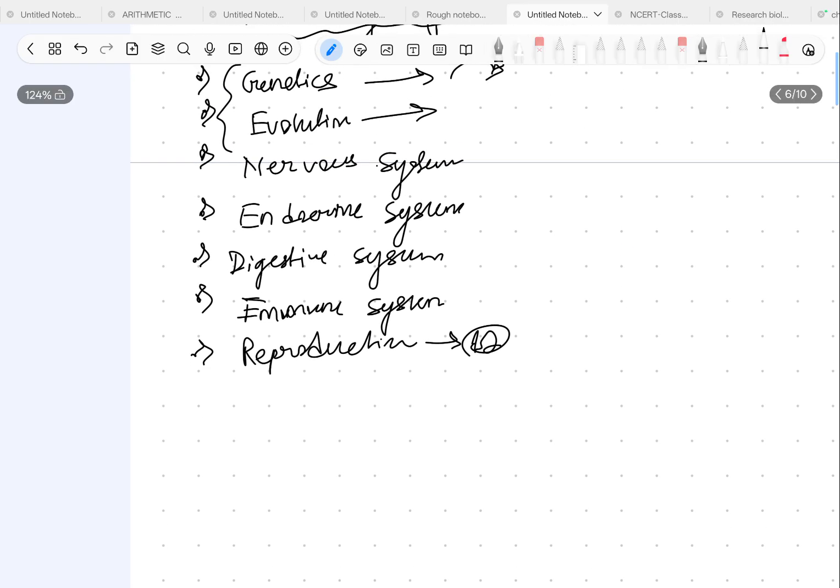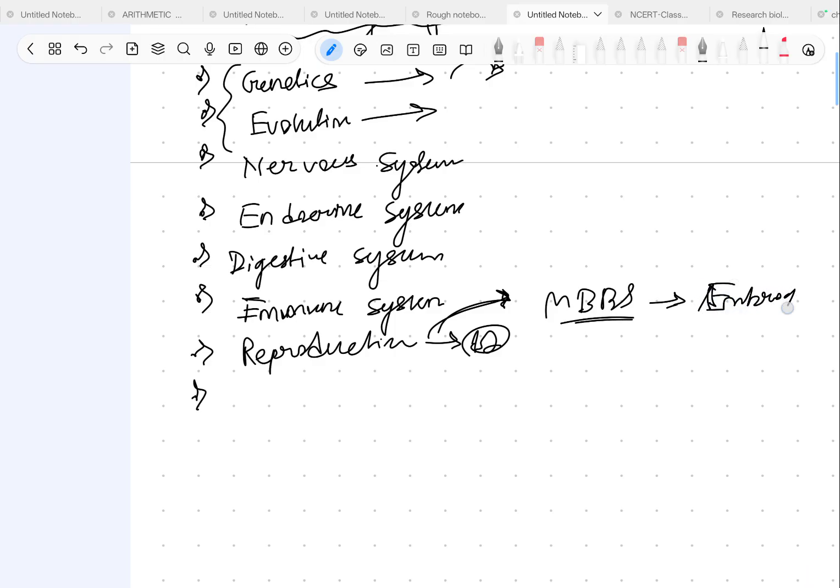And reproduction you will read about more in embryology. In the second or third year of MBBS, you will study histology, and embryology. Embryology in India, but here I am talking about the MCAT.